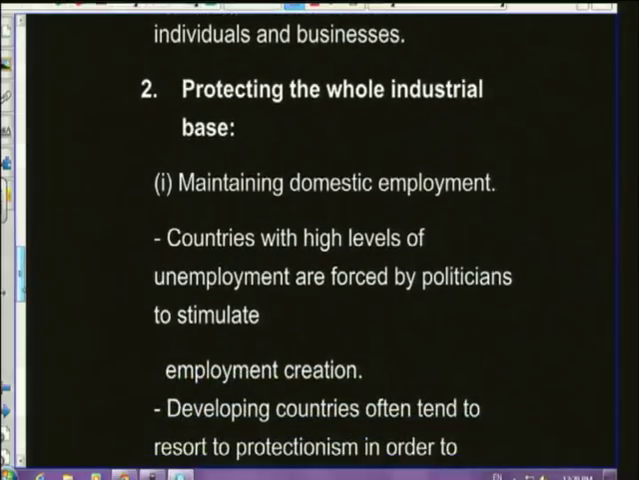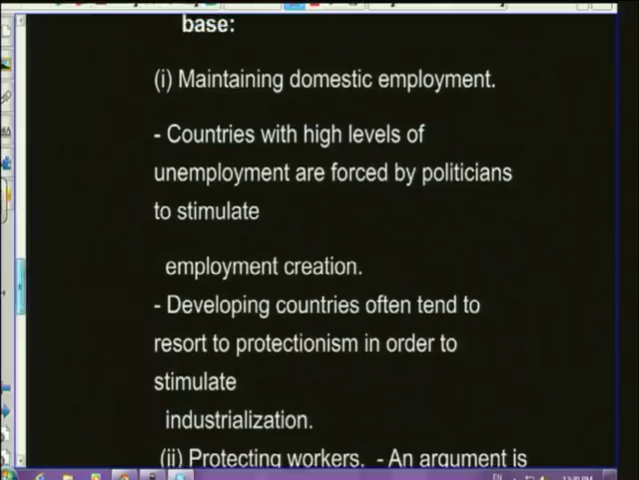The second point, protecting the whole industrial base. In other words, if you charge extra tariffs on products that are imported, you are going to discourage certain people from purchasing those imported products. So you want them to rather support local industries, because local industries pay taxes to the government and it creates job opportunities. So I'm going to underline a few of the most important points here.